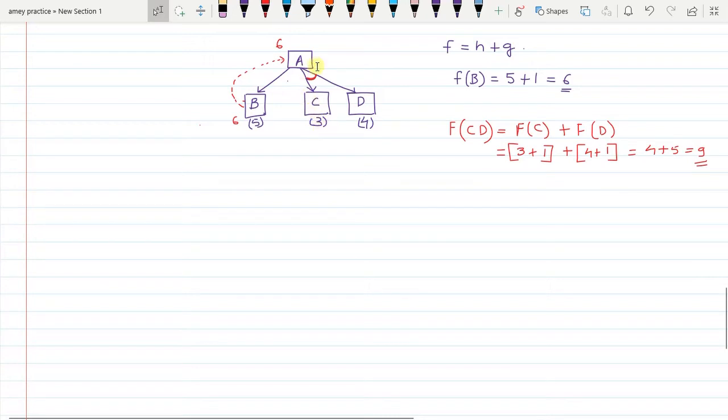So how do you calculate the F value of any arc? It is the sum of the heuristic values plus the cost incurred along the edges connecting the immediate parent node. So 1 cost along this path, 1 cost along this path. So 1 plus 1, 2, plus 3 plus 4 comes to 9. So the F value that we get for this end arc is 9.